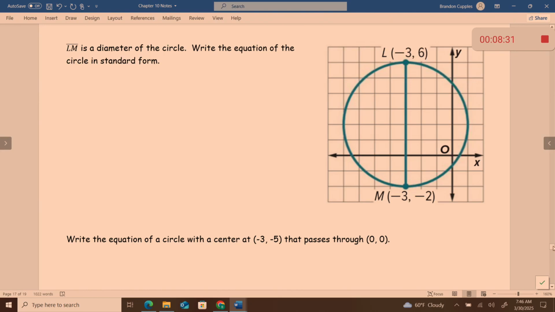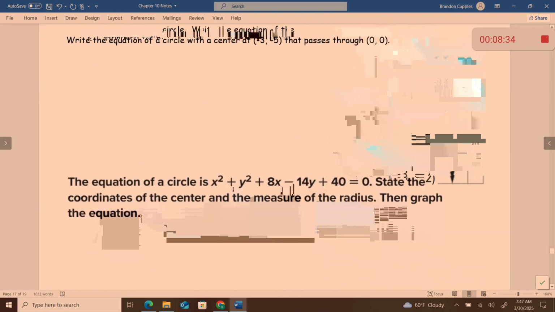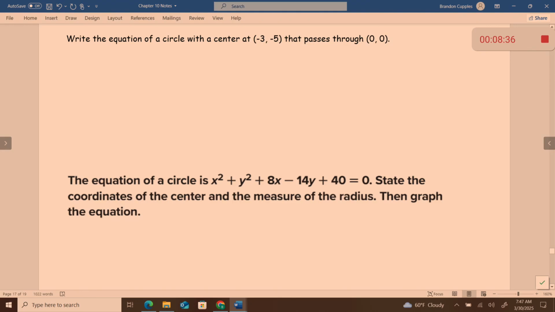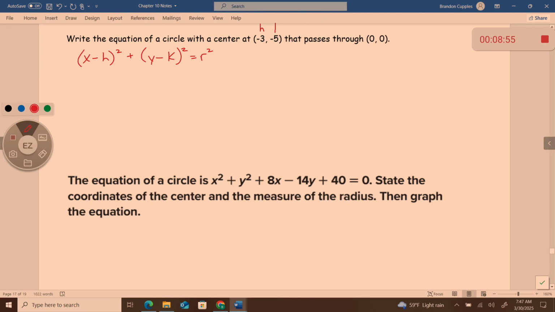Write an equation of a circle with the center at 3, negative 5, and passes through 0, 0. Okay. So in order to get this one, there's several ways that you can write this out. You could go ahead and do this. If you use your basic formula, we can go ahead and plug in that this was H, this was K, and this is just a random point, so I'm going to put X and Y. You can plug both of those in to your equation and then solve for the radius length. So I would do something like this.